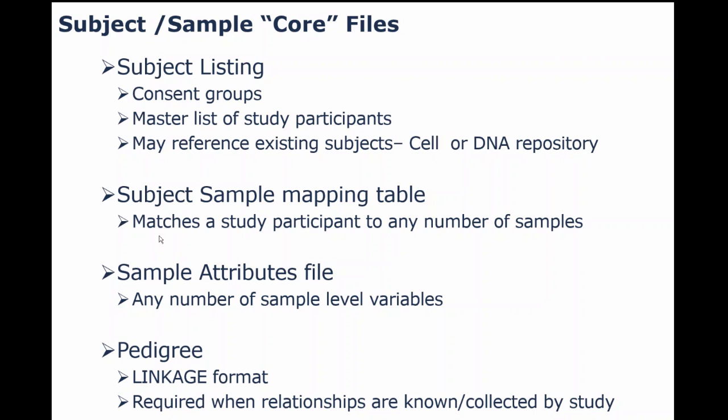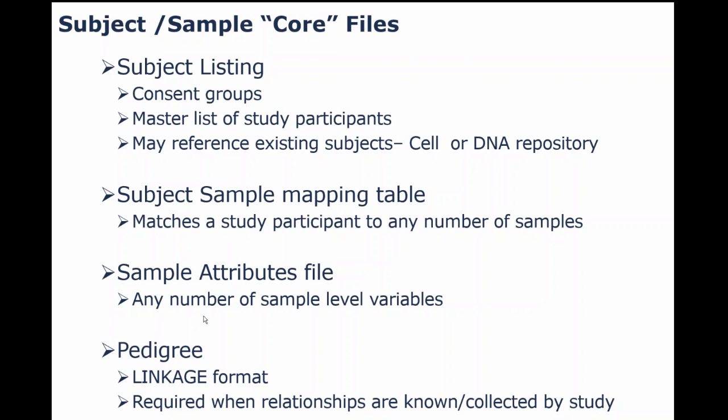The next tabular data that we want is this file of subject to sample mapping. And this is simple. It matches a study participant to any number of samples, because often with GWAS, and other studies, we have multiple samples per subject, and we want to keep those two concepts distinct because samples are processed in different ways, run on different molecular data types, different assays. So we need this table, and this can be updated separate from the subject listing.